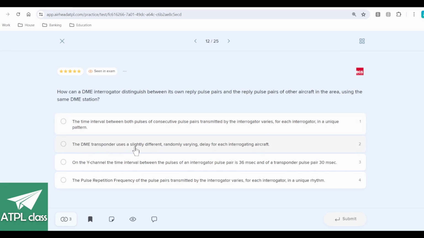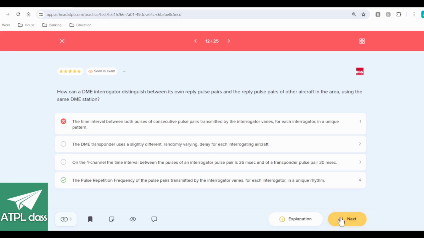The DME transponder uses a slightly different random varying delay for each interrogating aircraft. No, because then how would the aircraft know which one is specific to it? On the Y channel, the time interval between the pulses of an interrogator pulse pair is 36 microseconds, and of a transponder pulse pair 30 microseconds. The pulse repetition frequency of the pulse pairs transmitted by the interrogator varies for each interrogator in a unique rhythm. I think it's the first one, but the fourth one sounds good as well. The fourth one, there we go.